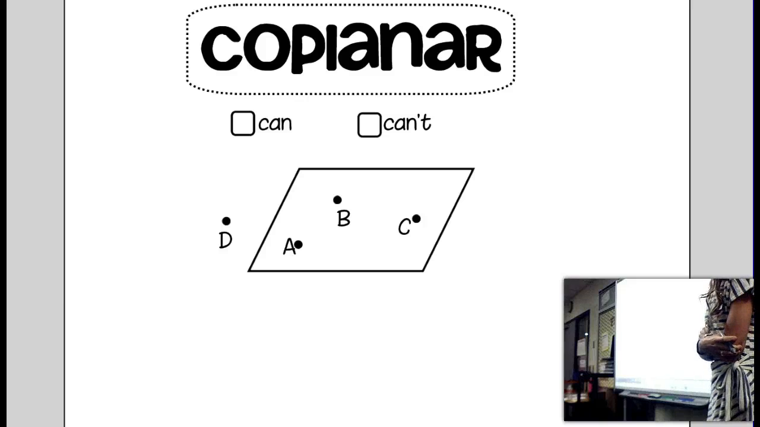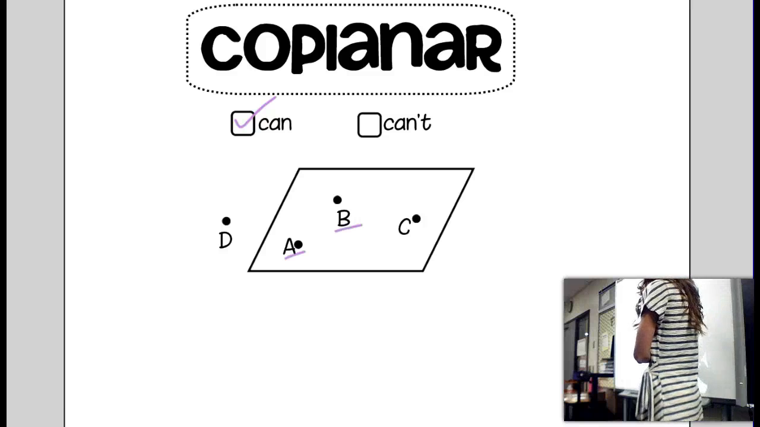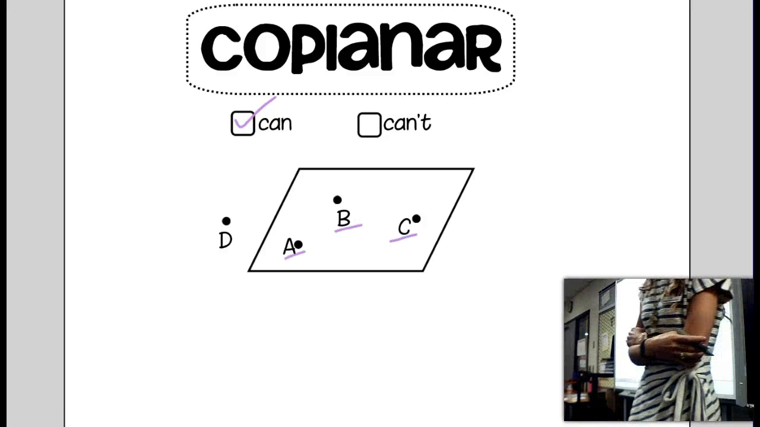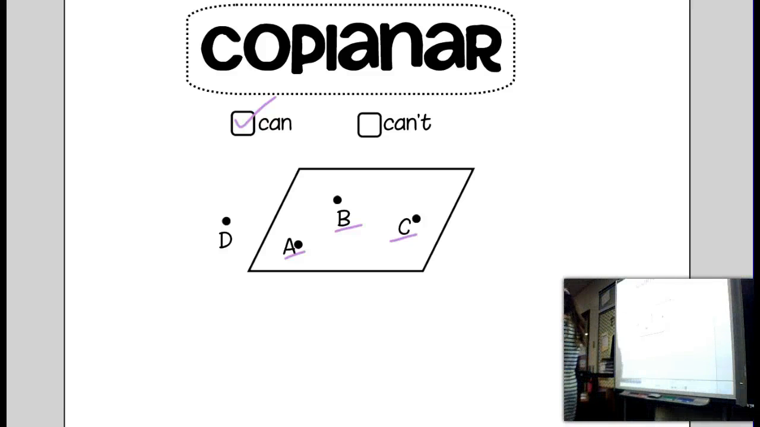Coplanar. Can we assume that A, B, and C are coplanar? You see them all in the same plane? You're allowed to assume, yes, they are in the same plane. So you can assume that A, B, and C are coplanar. Co means same, and planar means plane. Same plane. Are A, B, and C in the same plane? A plane goes on forever. Planes can be squares or rectangles or parallelograms or triangles. Planes can be anything. But it's a flat surface is what a plane is.